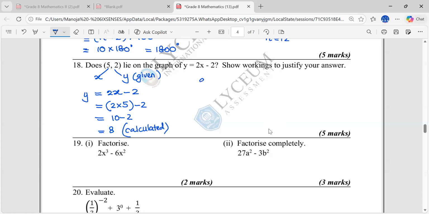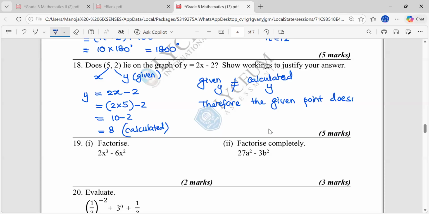If the given y value is not equal to the calculated y value, right? So this is not equal. Therefore, you can write, therefore, the given point doesn't lie on the given line.